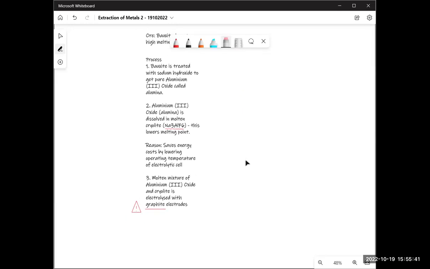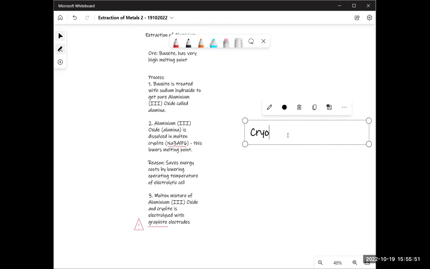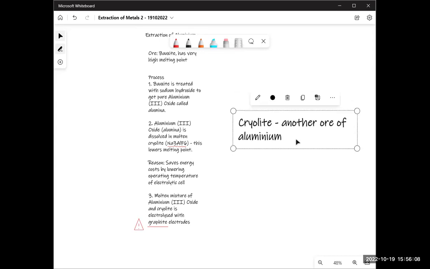So what is cryolite? Cryolite is right over here. I'll tell you this afterwards, but cryolite, another ore of aluminium. Don't write this right now in your notebook. Write these 3 steps. There's more to it. There's another step which we have to finish, and then directly we'll go to the questions.